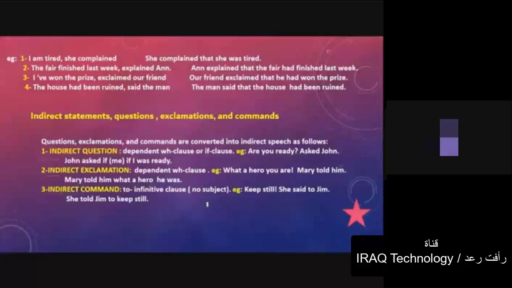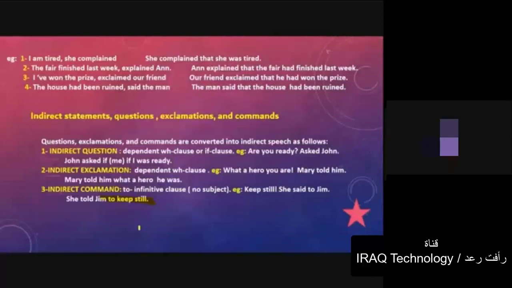Indirect command: to-infinitive clause. Here I have no subject. Remember that we said a command has no subject. So when I change from direct into indirect I use the to-infinitive clause. Keep still, she said to Jim. She told Jim to keep still. Notice what happened here: we used to-infinitive clause. Clear, or do I have to repeat again?